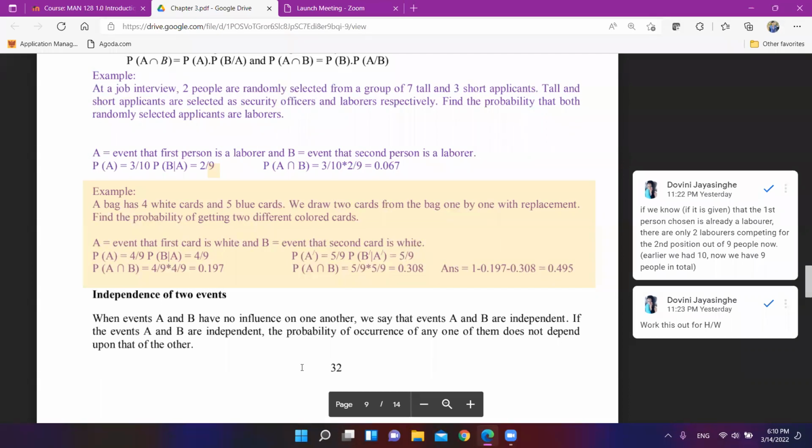බලමු. 5 blue cards. We draw 2 cards from a bag. One. I කියවන question එක එතකොට තේරෙයි කියලා.